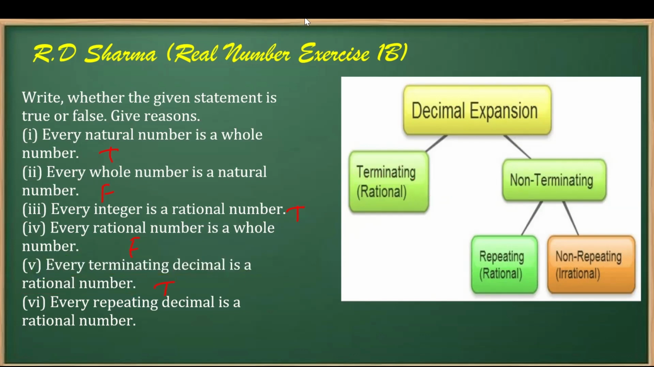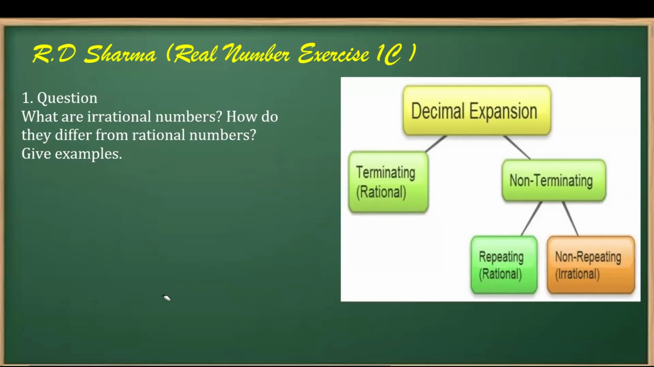Now coming to the next part, that's important. It says every repeating decimal is a rational number. Look into this. Repeating is this, right? You can see in the flow chart, if it is repeating, it is rational. So a terminating decimal is also rational, and if non-terminating, then repeating or recurring decimal expansion is also a rational number.